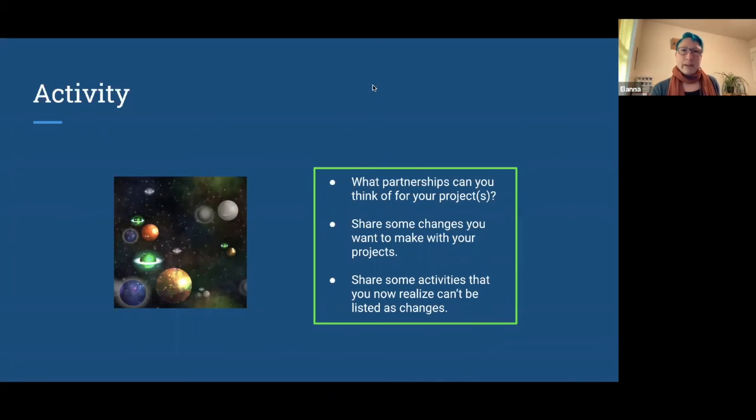So let me go ahead and stop share. Does anybody want to go for the first question? What partnerships can you think of for your projects? Anybody who's still in the process of identifying who to partner with and might be thinking of different ideas, if you want to share your thought process around that, we can talk through it. Go ahead and raise your hand if you do want to go through that. And otherwise, keep that question in mind to bring back to your organization.